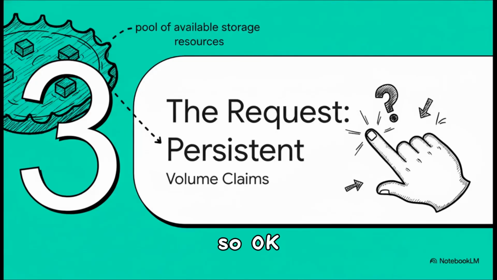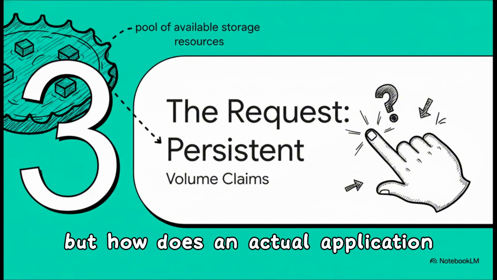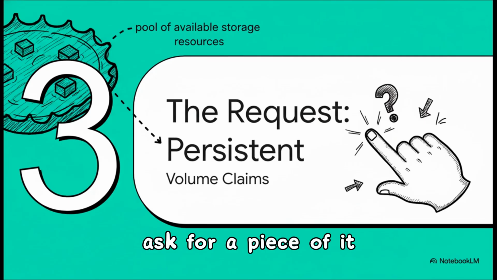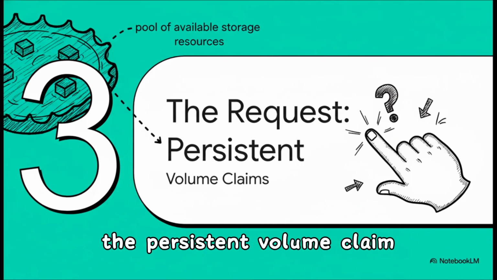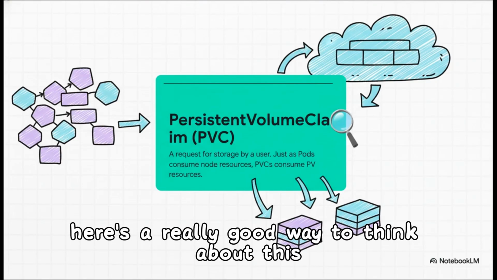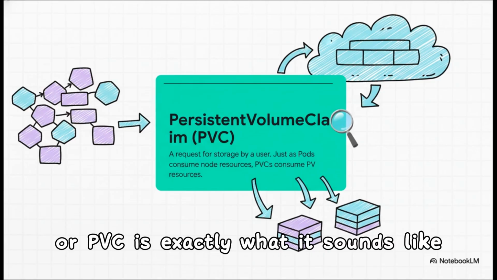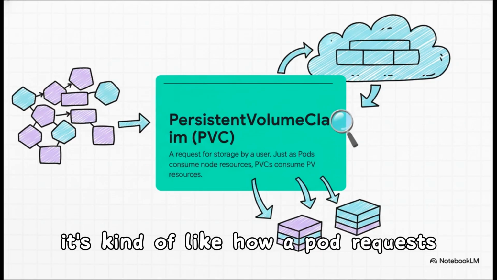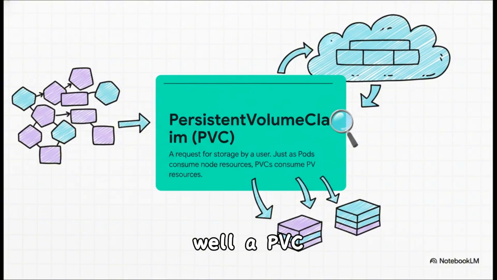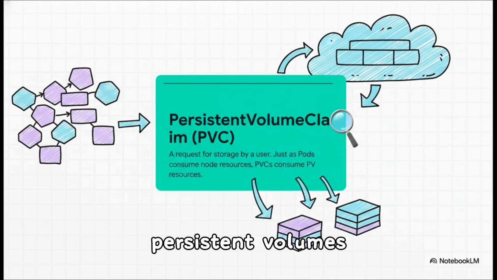So, okay, the cluster has this big pool of available storage just waiting to be used. But how does an actual application ask for a piece of it? That's where the second half of our solution comes in, the persistent volume claim. Here's a really good way to think about this. A persistent volume claim, or PVC, is exactly what it sounds like, a request for storage. It's kind of like how a pod requests CPU and memory from a node. Well, a PVC requests a piece of storage from that pool of available persistent volumes.